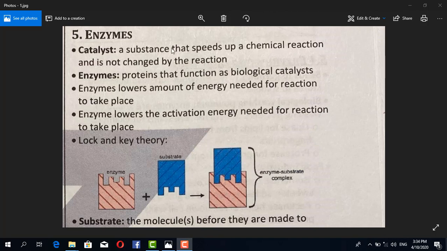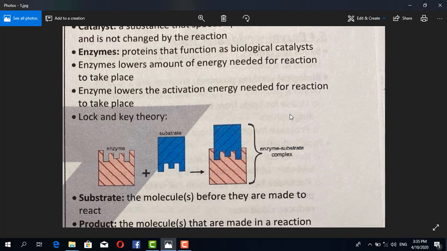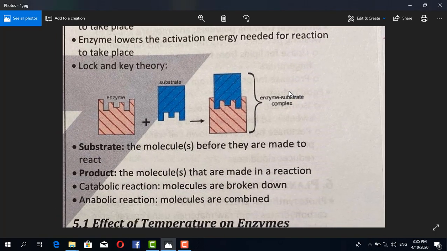Okay, so the catalyst here is a substance that speeds up a chemical reaction and it's not changed by the reaction. And the enzymes in general are proteins that function as biological catalysts. The enzymes here lower the amount of energy needed for the reaction to take place, the activation energy needed for the reaction to take place. And also there's a lock and key theory regarding how the enzymes actually work.